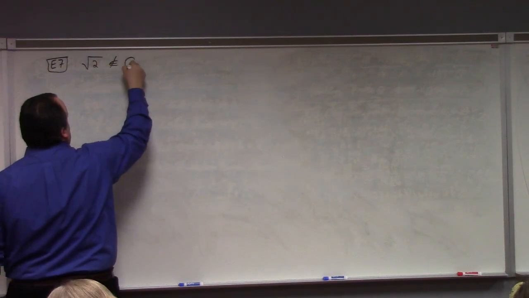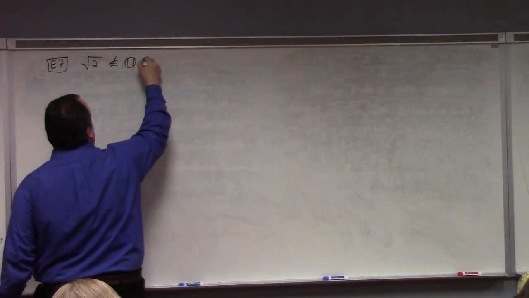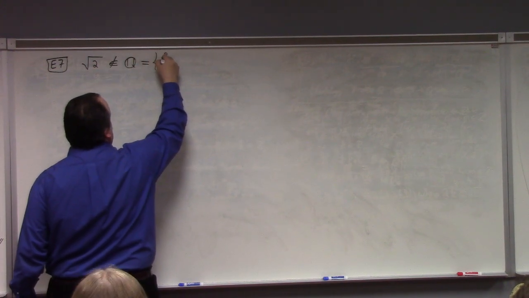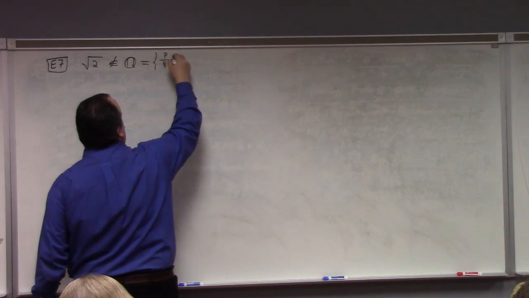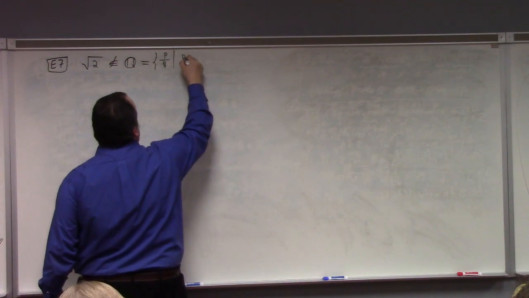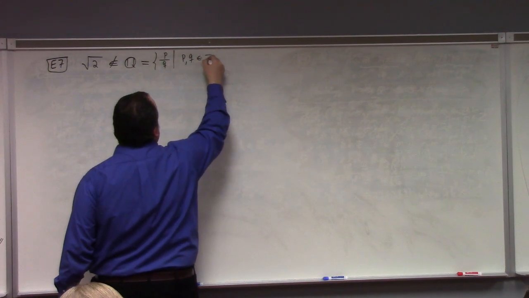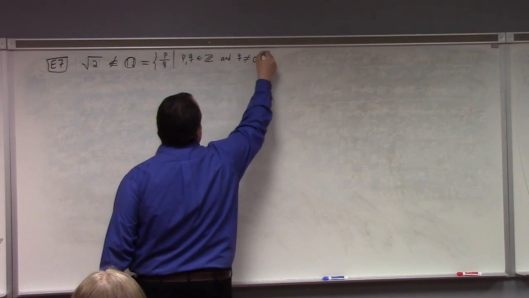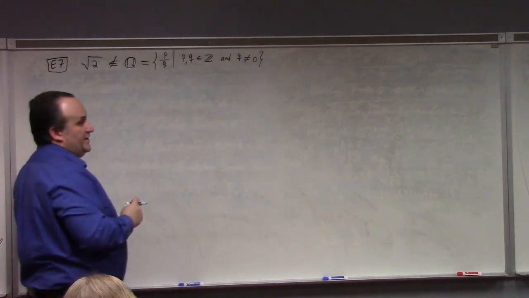The square root of 2 is not a rational number. Let me remind you, rational numbers have the form p over q, such that p and q are integers, and q is not equal to 0. This is the set of rational numbers.